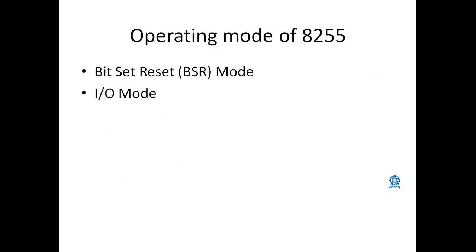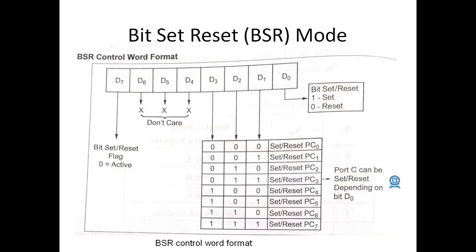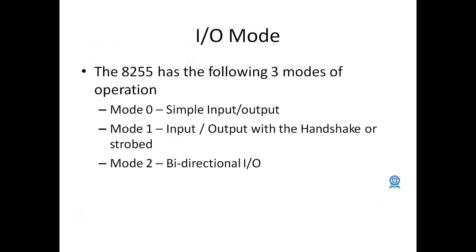The operating modes of 8255 are bit set reset BSR mode and input output mode. These are the two operating modes of 8255. Bit set reset mode, BSR mode, in the word format is given as D0 to D7, in which D6, D5, D4 are don't care, and the bit set or reset flag is D7 when it is active. For bit set and reset, 1 is set, 0 is reset.